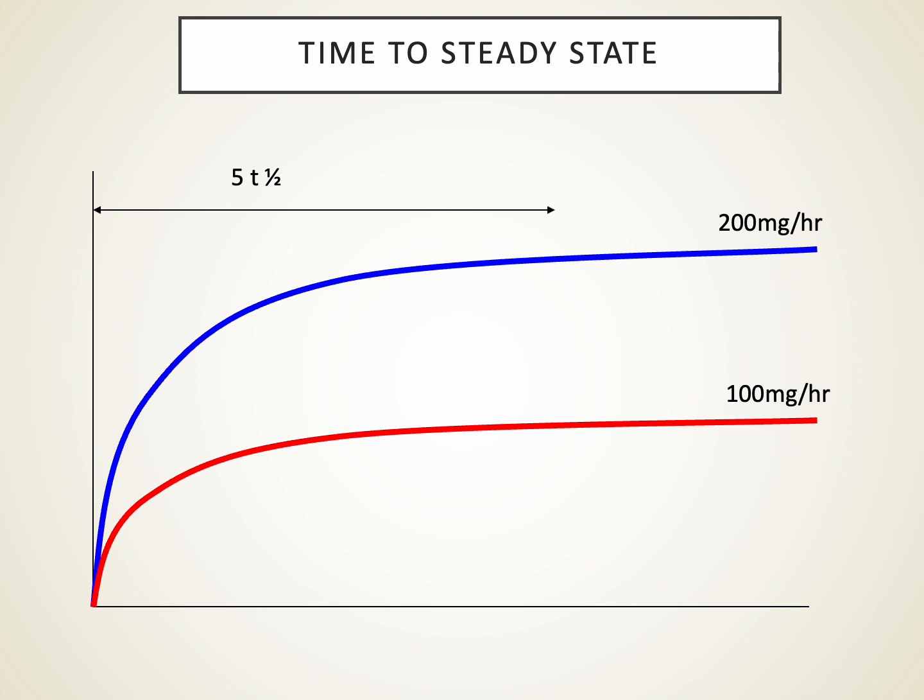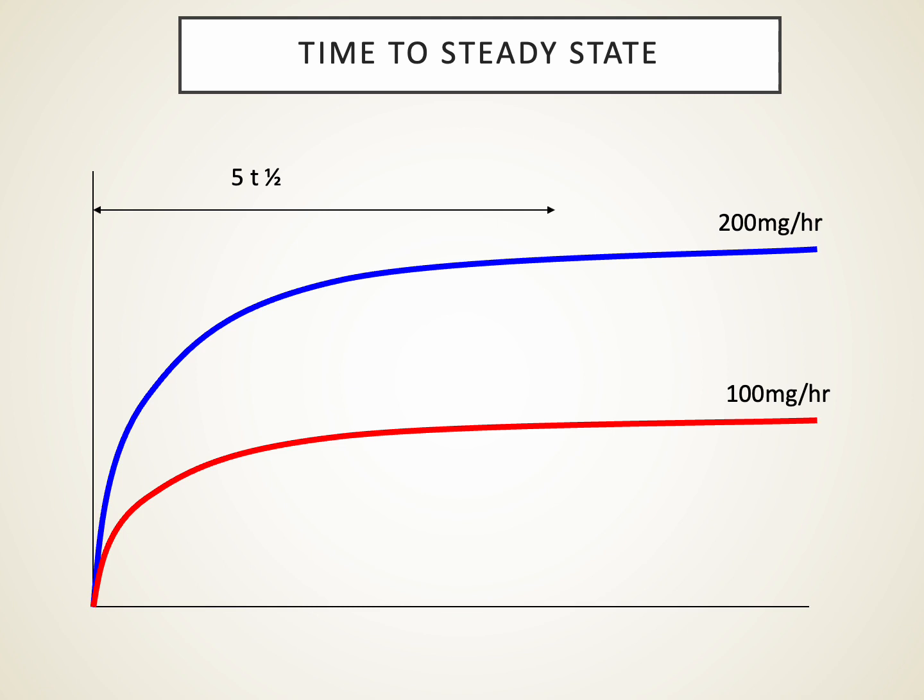If we were to start a continuous infusion of a drug, 100 milliliters per hour of a drug, it would take 5 half-lives of that drug before the levels equilibrated and the levels remained the same. That's also true if we gave 200 milligrams per hour of the drug as a continuous infusion. It's going to take 5 half-lives before that line levels off.